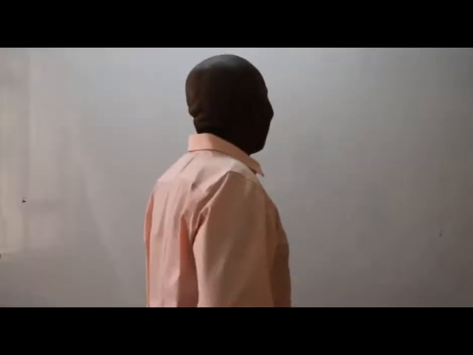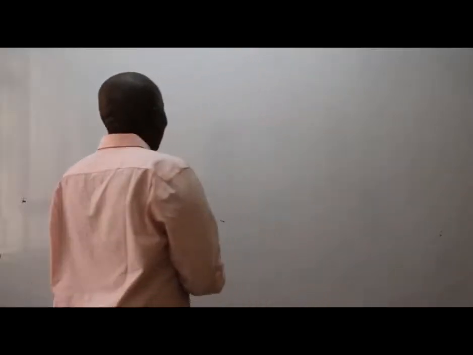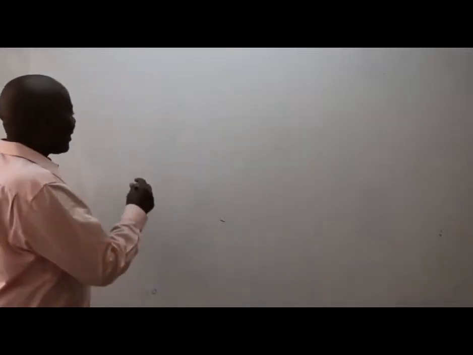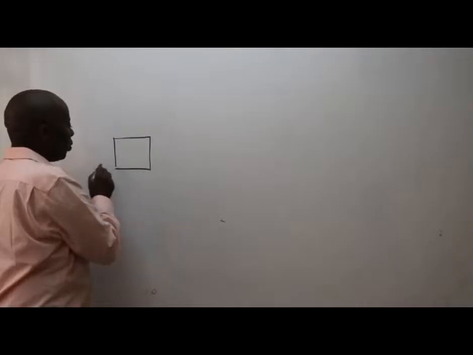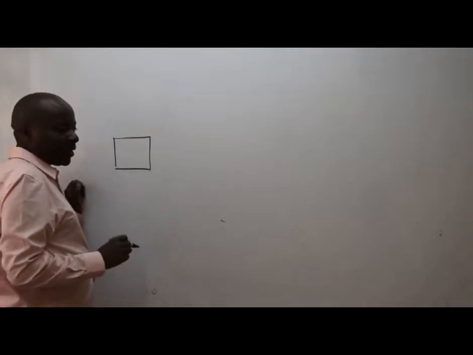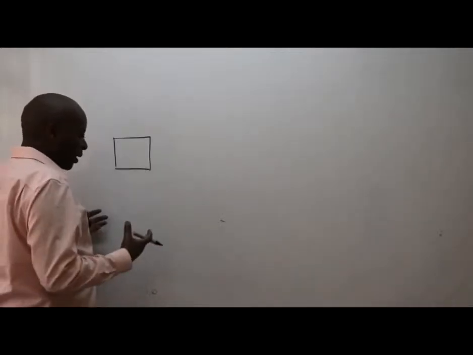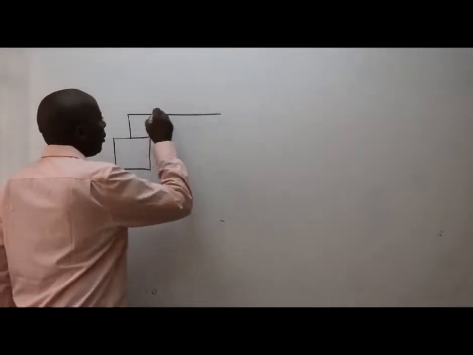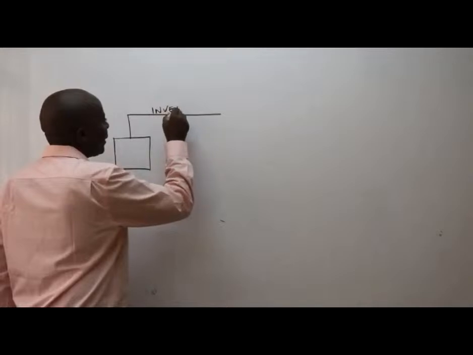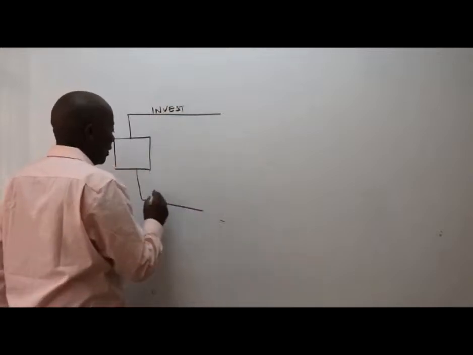So listen to me very well. This is what I shall do when I'm drawing my tree. It's a simple thing. Always, all decision trees must start with a box, because we want to make a decision. There are alternatives that we have. We've got 2 alternatives here. We could either invest, or we do not invest. Don't invest.